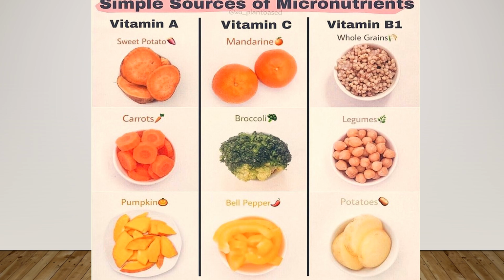Let's look at some simple sources of micronutrients. Vitamin A can be found in sweet potato, carrots, pumpkins. Vitamin C: mandarin, broccoli, bell pepper. Vitamin B1: whole grains, legumes, potatoes.